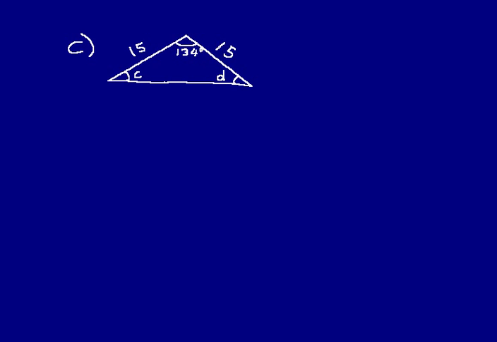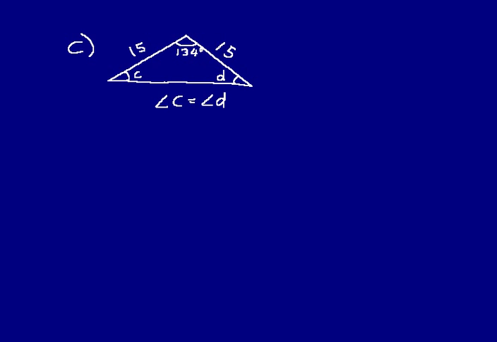Two of the sides we've been given. Those are 15 each. And so we know it's an isosceles triangle. We know that angles opposite similar sides are equal to each other. So that means that angle C and angle D are equal to each other. Sometimes that little symbol there is used for angle. We can say that angle C is equal to angle D.